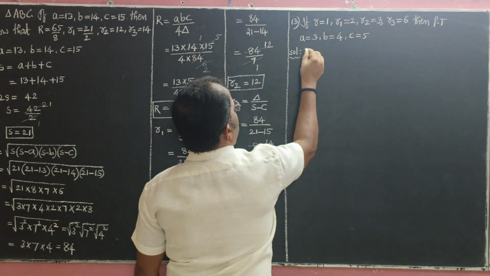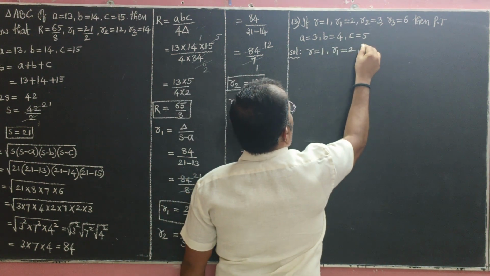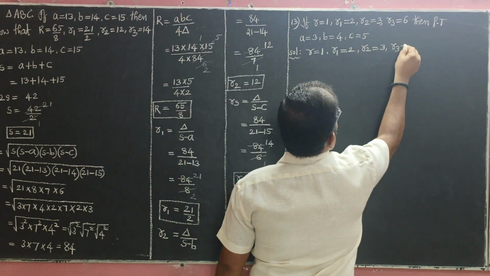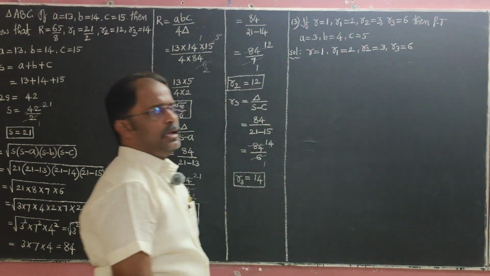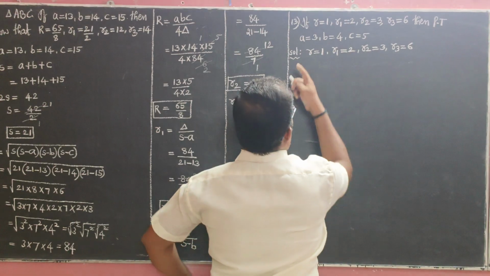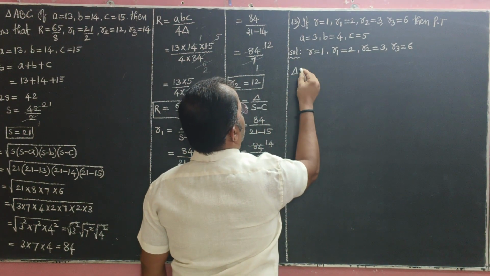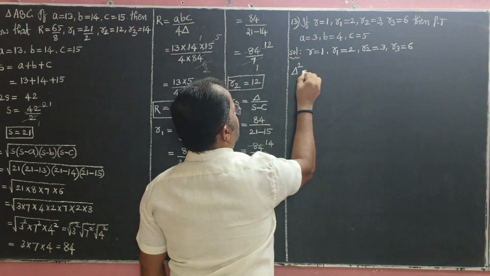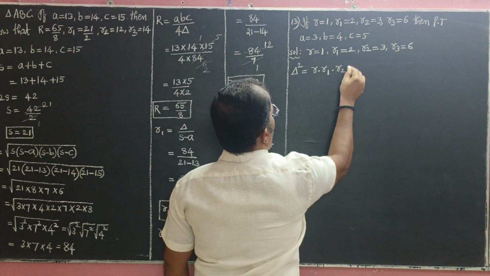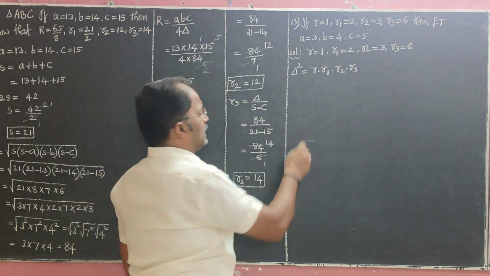So first of all write the given values. What is the given values? R value is given 1 and R1 value is 2 given and R2 value is 3 given and also R3 value is given 6. Okay, so R1, R2, R3 completed. Now, so we have to find out ABC. So to find out ABC value, we need delta value. So delta square formula is R into R1 into R2 into R3. This is delta square value. Okay, so delta square value.